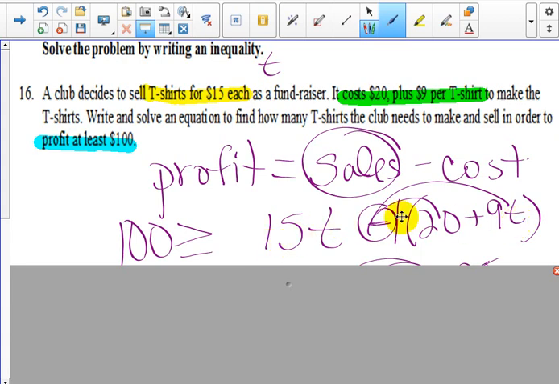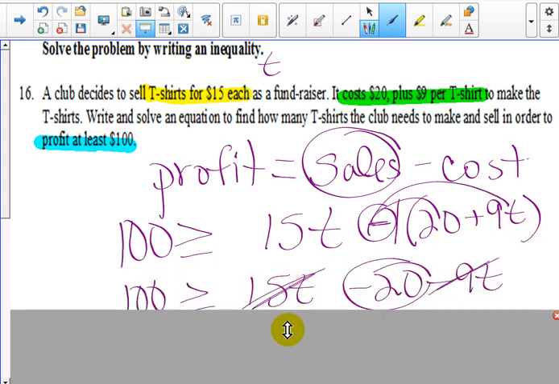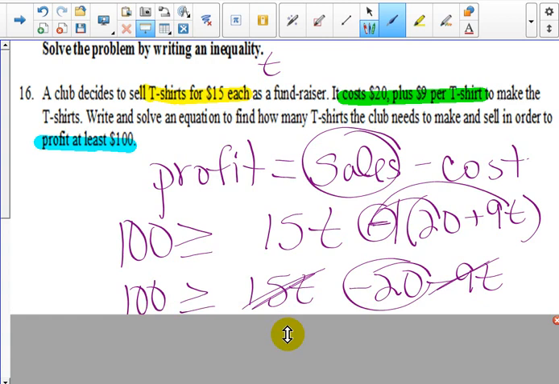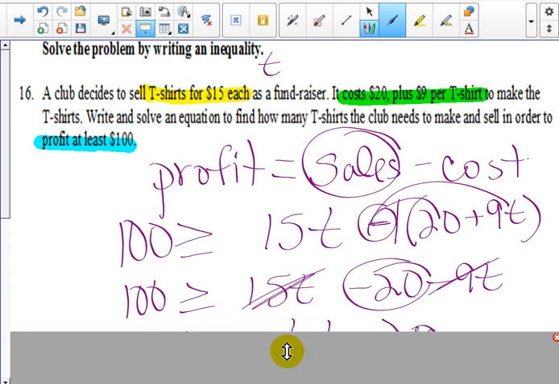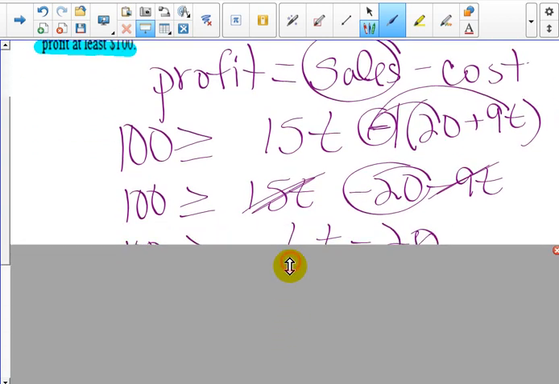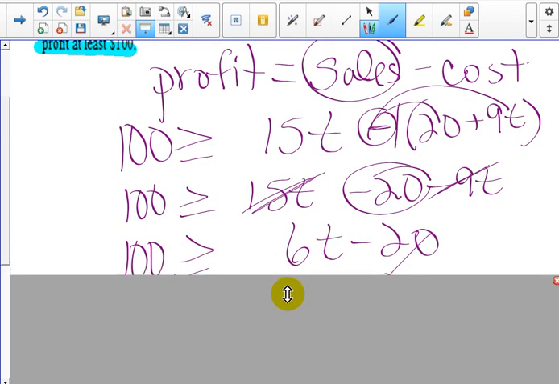Okay, so why did we subtract that? Because sales is $15 times however many shirts we sell, and our cost is $20 plus $9 per t-shirt, so 20 plus 9 times the number of t's. Now simplify. Distribute your negative sign to both 20 and 9t, and you get 15t minus 20 minus 9t. Then combine your t's, 15 and negative 9, and you get that 100 is greater than or equal to 6t minus 20.